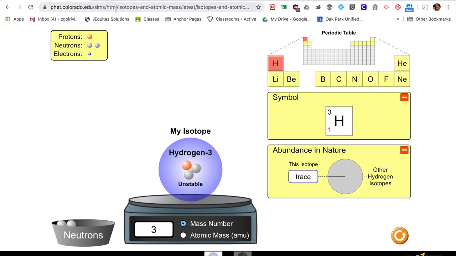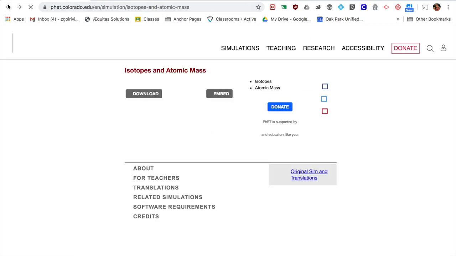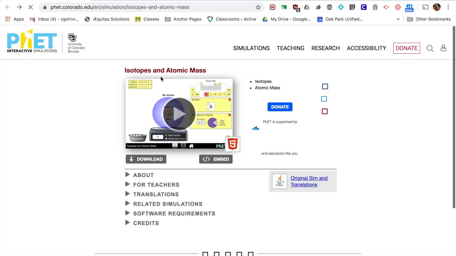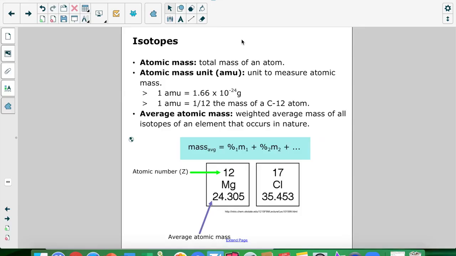If you want to use this simulation, it's phet.colorado.edu, and it's the simulation that is called Isotopes and Atomic Mass. I'm going to post this in Google Classroom so that you can use it and enjoy it. I was just showing you the different isotopes of hydrogen and its abundance, right? So we're going to learn what that means and how that is important when calculating the average mass of an isotope in our planet.